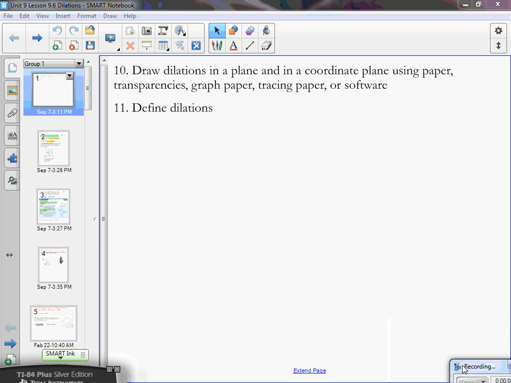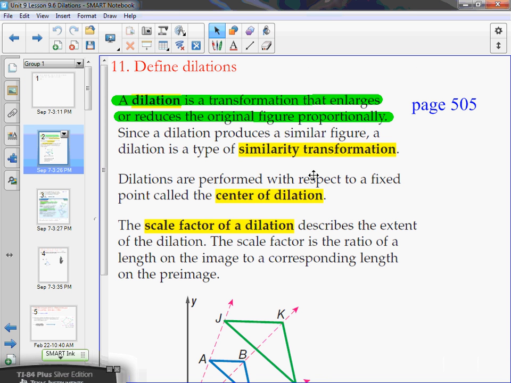We're going to talk about dilations. We've talked about dilations in the pretty recent past, but we're going to do just a bit more with them. So we're going to be able to draw dilations in a plane and a coordinate plane, and we need to define dilation. So let's do that first. All right, I pulled a lot of this from page 505.